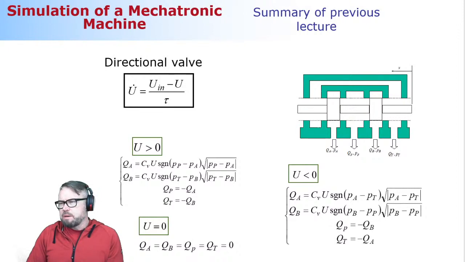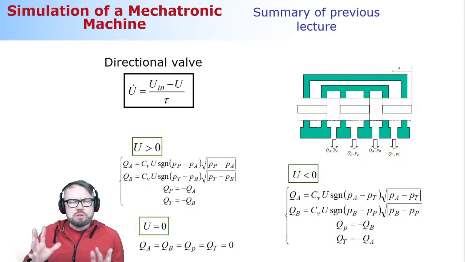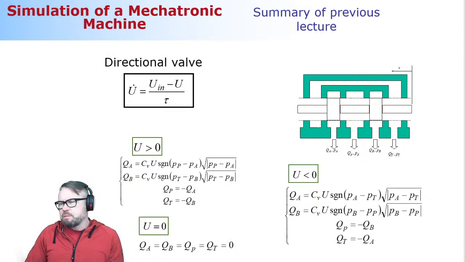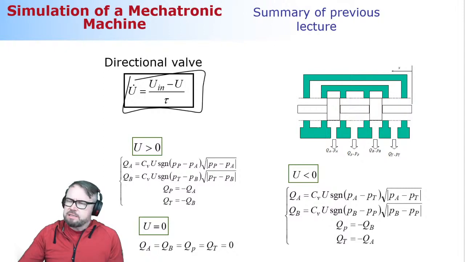We also looked a little bit at the direction valve. And in a direction valve, the first thing to do is to figure out where the spool position is. Here we're making a model where the spool is magnetically actuated and the spool follows the input signal with a certain delay. That delay is expressed by this first order differential equation.